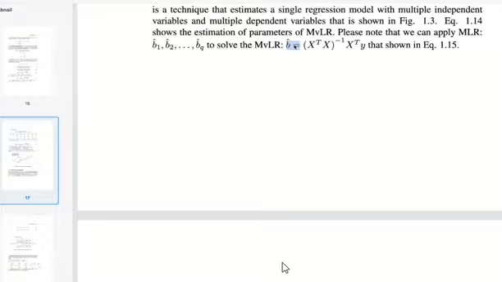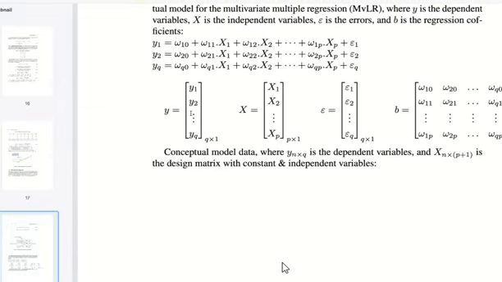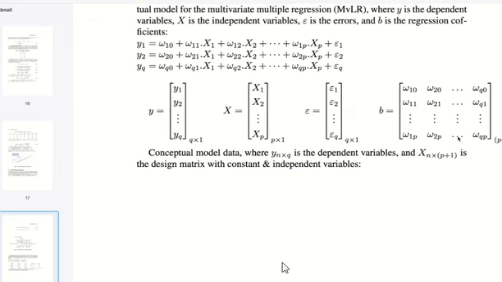So these are basically the weight matrix. If you look at here, we have the y matrix, the x matrix, and the error matrix. Epsilon is the error. We calculate the error for each multiple linear regression problem, and then we have B. B stands for the weight matrix. So these are omega 10, 11, p, omega 20, 21, 2p, omega q0, q1, qp. So these are basically the weight matrix.